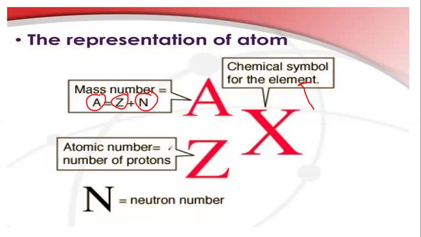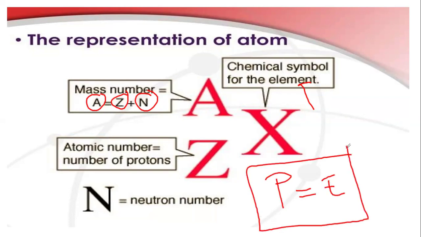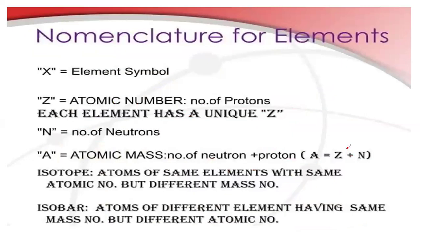Protons. And we know that in a neutral atom or a neutral element, the number of protons should always be equal to the number of what? Electrons. This we know, right? That is why atoms can be neutral: you have equal positive charges and negative charges. Okay, so that's just a summary.